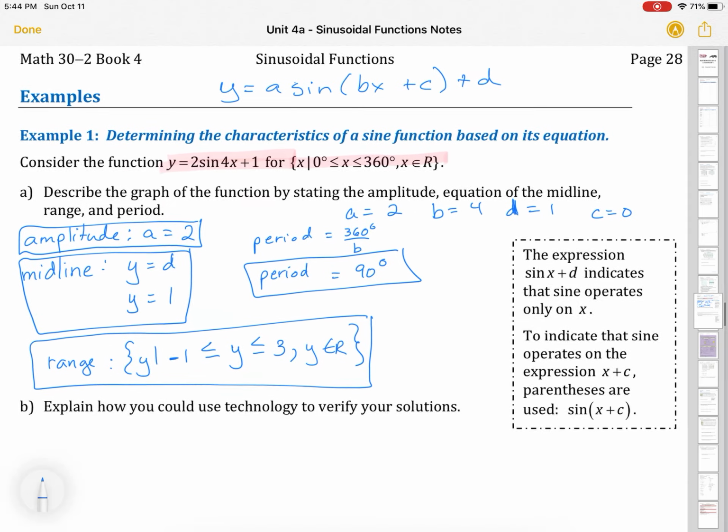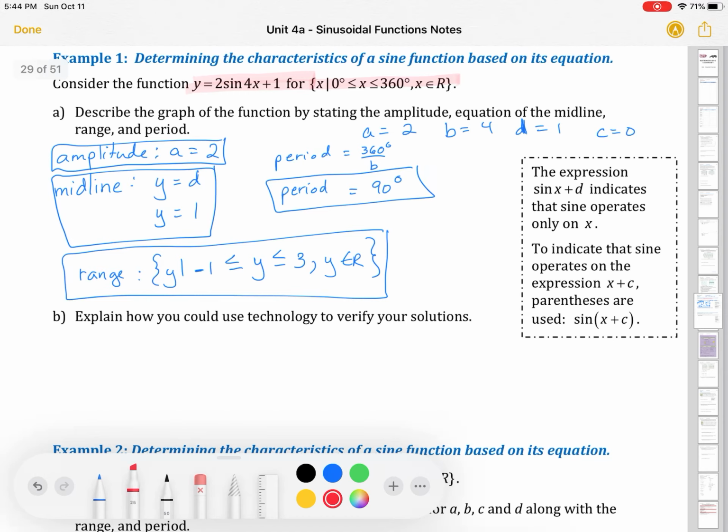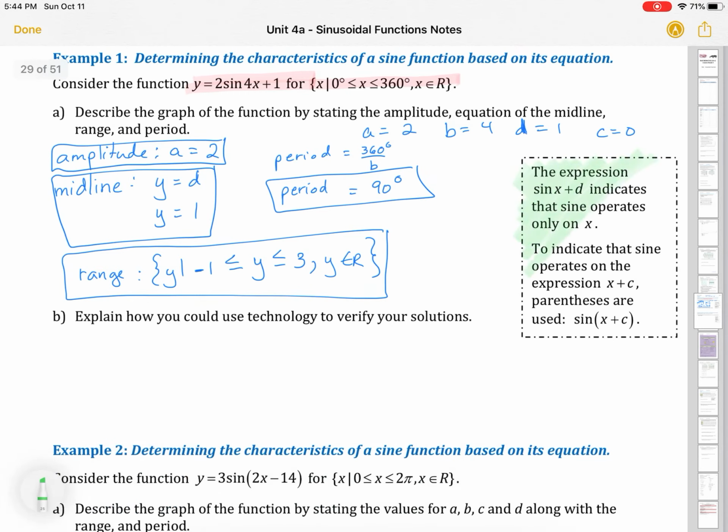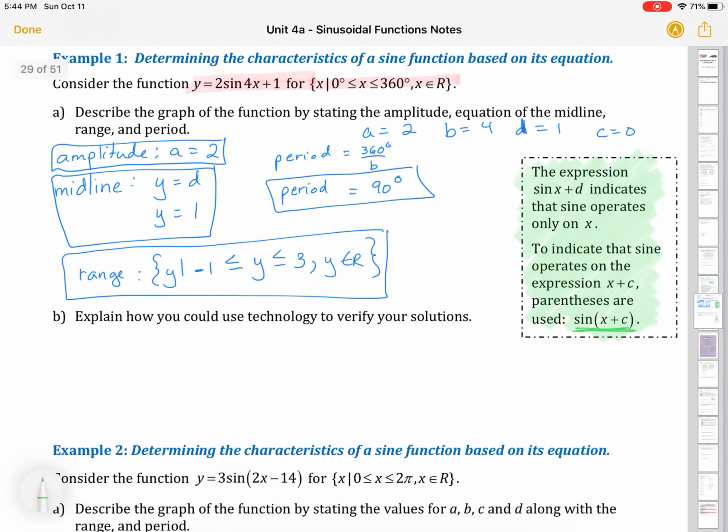So all of that information, without even sketching anything, we just mined out of the equation as given, okay? Now, the expression sine x plus d indicates that sine operates only on x. To indicate that sine operates on the expression x plus c, you have to use parentheses, right? So we'd have to use sine (x plus 3). There is no parentheses here, so c is equal to 0, okay?